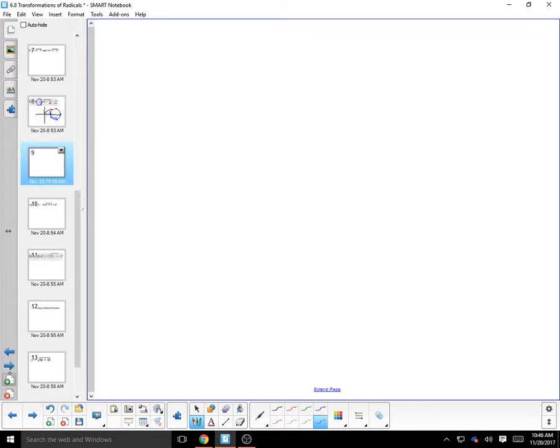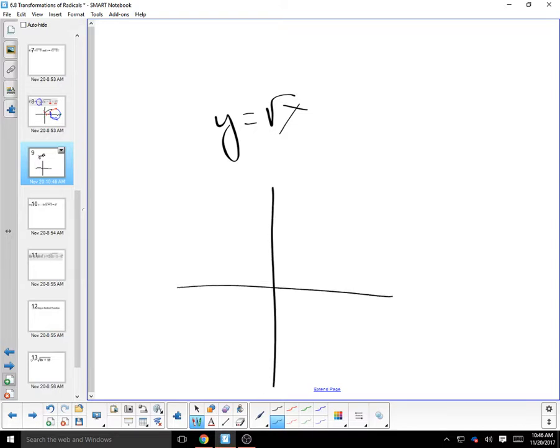There's a question on the floor. The negative determines whether it flips, and the answer is yes. But it also matters where that negative is. Let me show you this parent function. Here's y equals radical x, right? It looks like this. I'm going to use red to show you another one. Where is that negative? It's in the A position, outside. That is a reflection on the x-axis, so it's going to look like this.